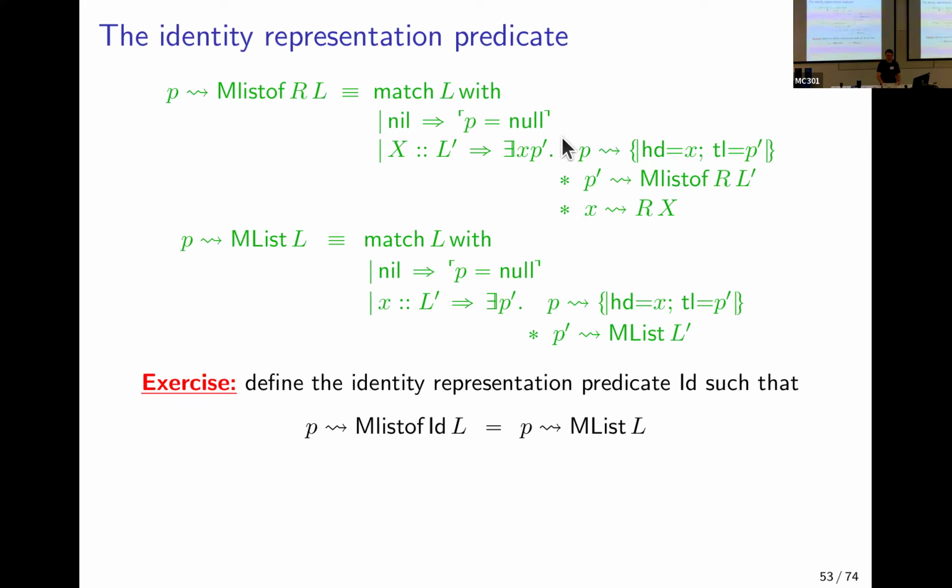So this is the higher order one. This is the normal one. So you have to choose R. You have to choose ID. So you have to choose R in this formulation, such that the two definitions are equivalent. Can you guess what ID could be, what R could be?